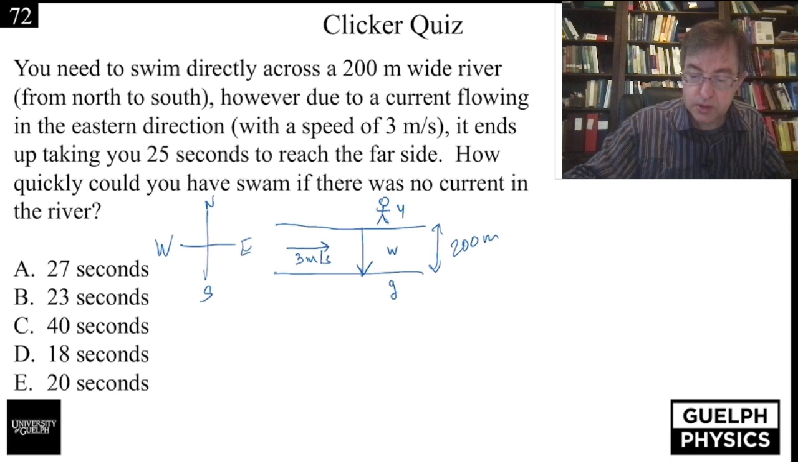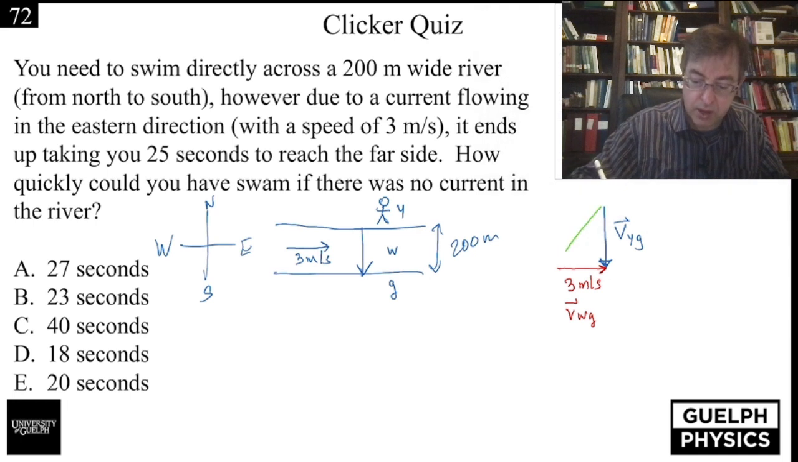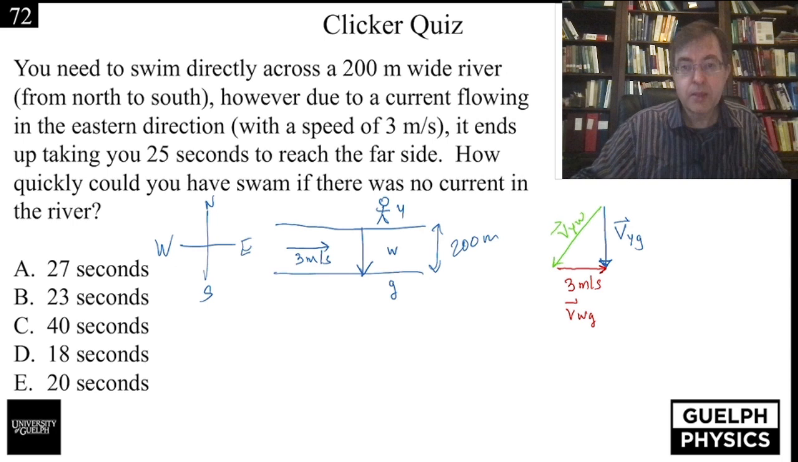Let me do this in blue. You have this vector here, which is what somebody standing on the ground sees. That's the velocity of u with respect to the ground. Then you have this red vector here, which is 3 meters per second, and that is the velocity of the water with respect to the ground. That's the current. And then you have the velocity that you actually have to swim at. That's the velocity of u with respect to still water, which is green.